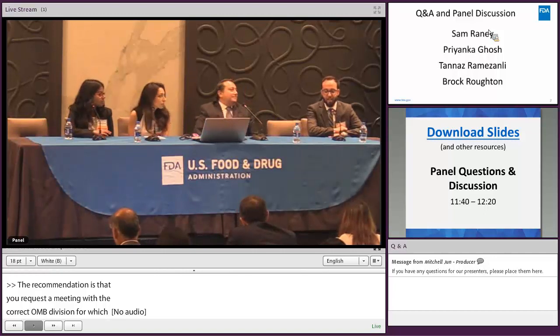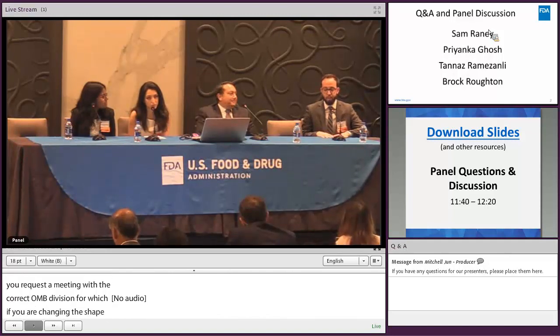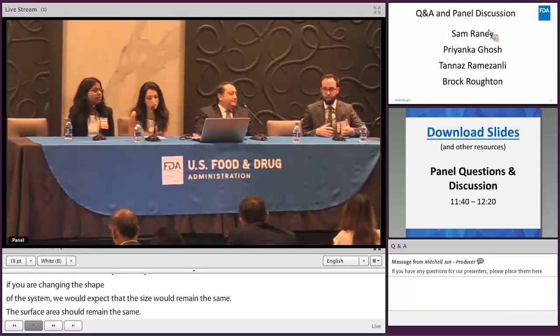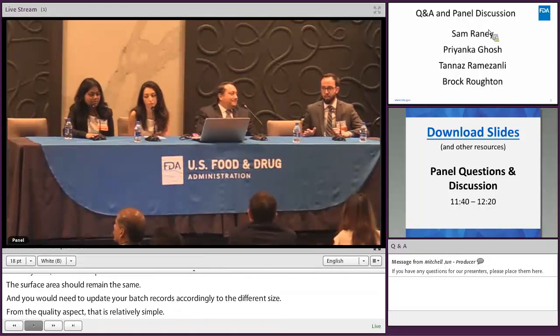Okay, so I can speak to the quality aspect. If you're changing the shape of the system, we would expect that the size would remain the same, like the surface area still should remain the same. And then you would need to update your batch records accordingly to the different size. But from the quality aspect, that's relatively simple. I think on the bioequivalence and clinical aspect, there's more to it.